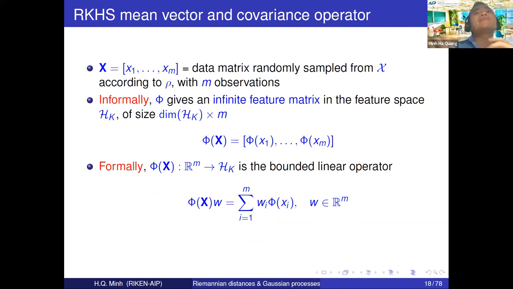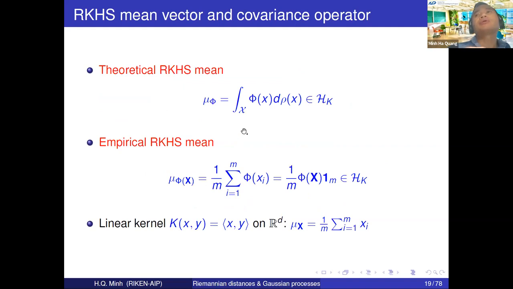Then we assume that we have a data set X with m observations x1 up to xm. Now with this feature map phi, we get informally an infinite feature matrix of phi(x1) up to phi(xm), but formally it is a bounded linear operator. So it maps R^m to H_K, given by this formula here. Because we assume that the second moment of phi(x) is finite, we can compute the theoretical mean, mu phi, just the expectation of phi(x) under rho, and the empirical mean, which is the average of all the phi(xi). So it can be written in this form as well.